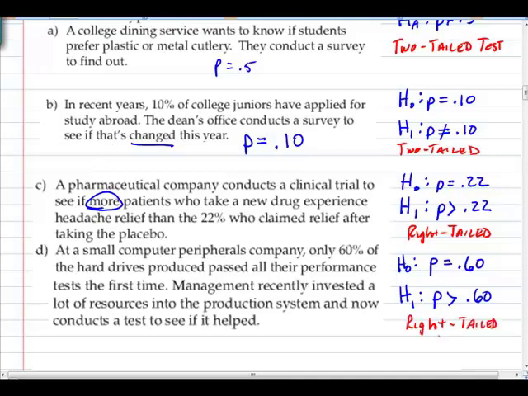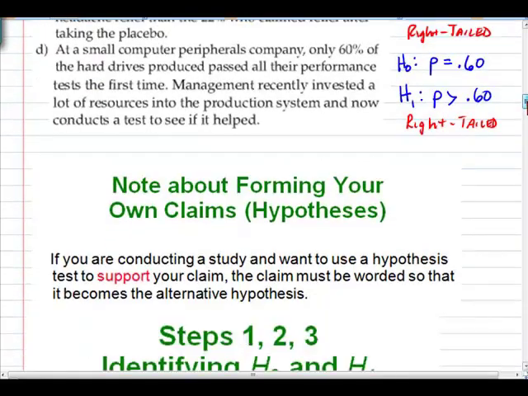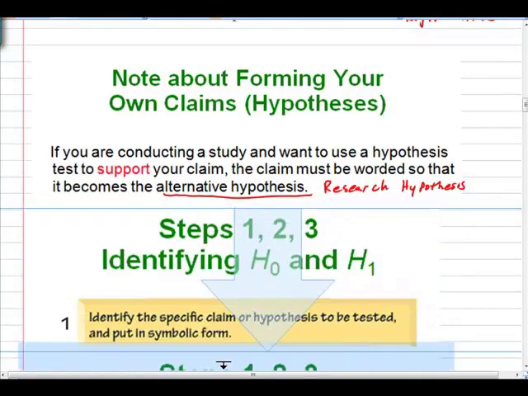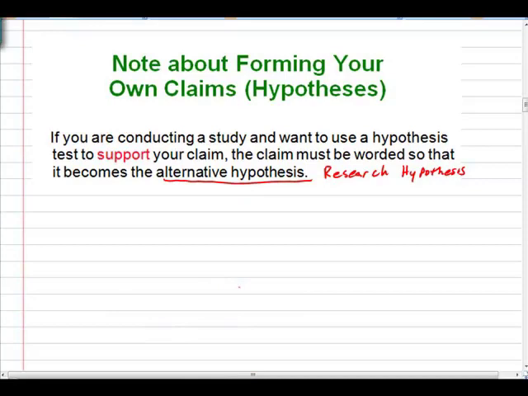Learning how to spot what the claim is and how to write your null and alternative hypothesis is a skill that will get better with practice. That's why we have homework. Notes about forming your own claims or hypotheses. I had already mentioned before that the alternative hypothesis is also referred to as the research hypothesis. And I'm going to see if I can help you understand a little better why I say that the research hypothesis is the only one that we can prove to be true.